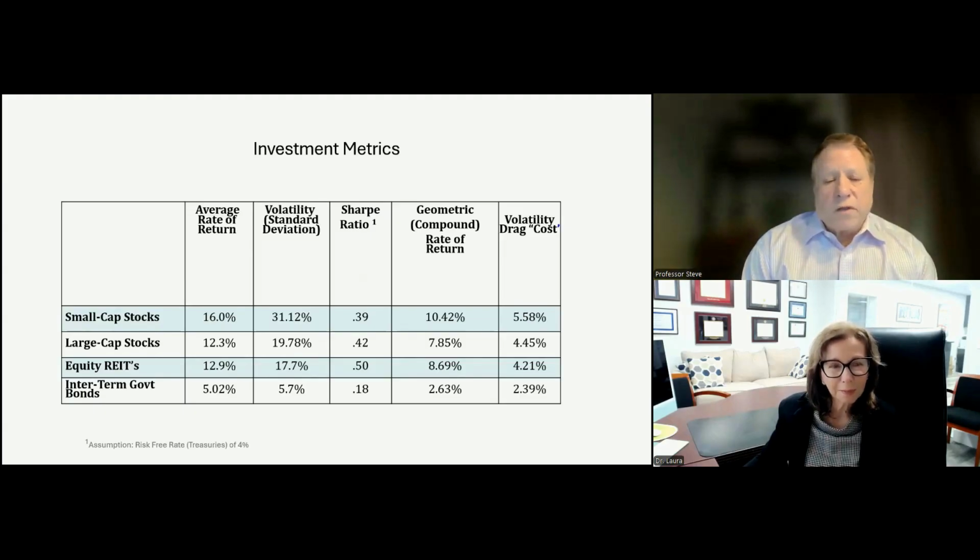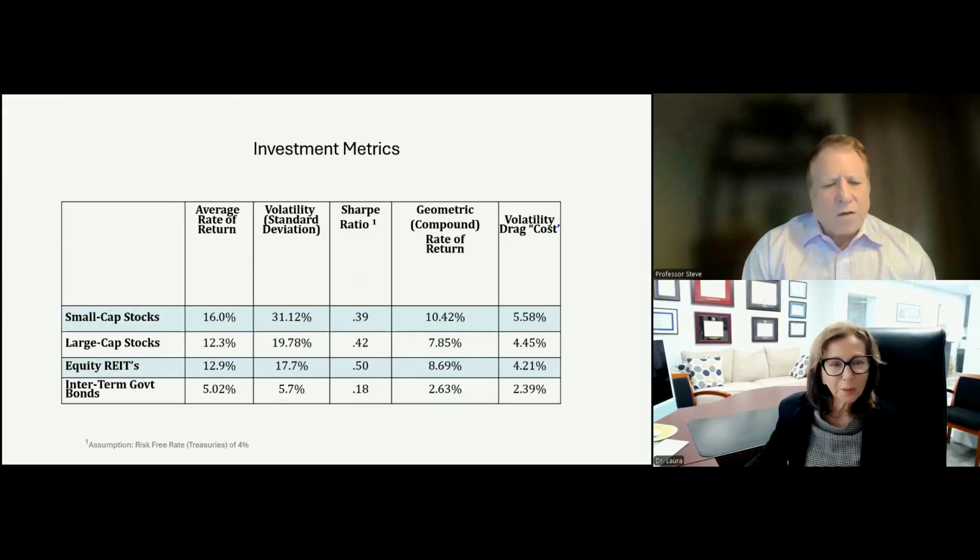But there's also a really interesting concept here: you have to look not at the average rate of return, but at what you actually as an investor experience, which is the geometric or compound rate of return. So what we did is we computed what the compound or geometric rate of return would be based on the average and the volatility. In effect, you're really only going to average about 10.4% a year, believe it or not. We say the difference between the average rate of return and the compound rate of return, we call it volatility or risk drag.